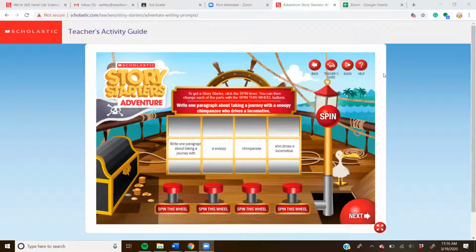Can I share? Yes. One day in the park, two turtles were talking. Snoopy the chimpanzee tried to use his ear hearer, but when he reached into his pocket, he found a locomotive. He drove all over town.